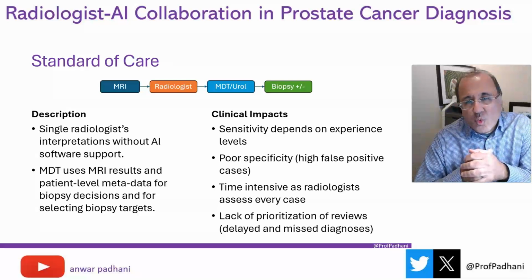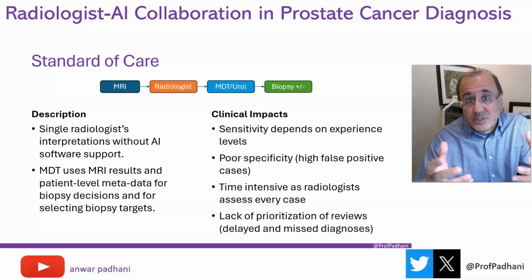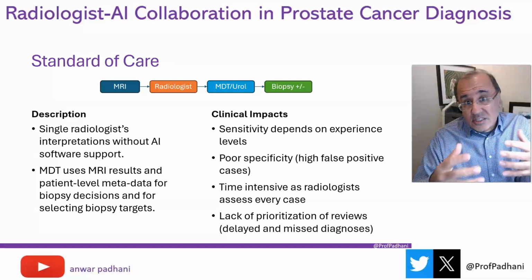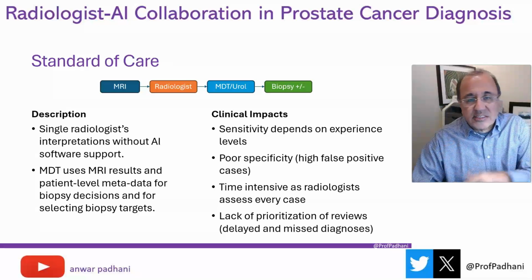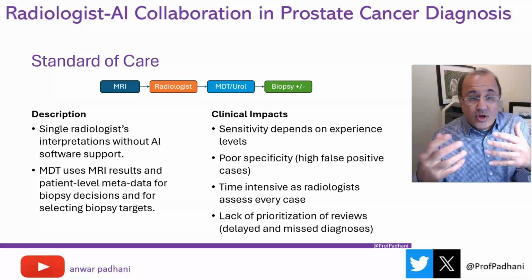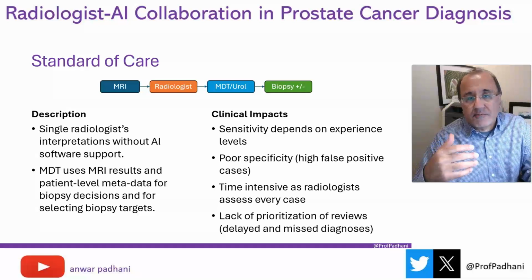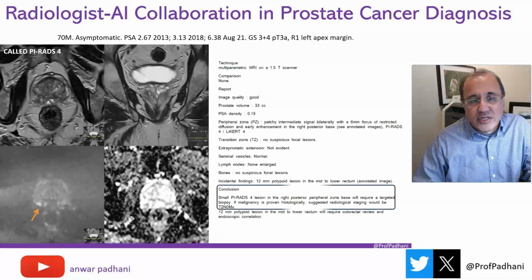Okay, so what are the limitations for doing it this way? Well, we know that sensitivity is very much dependent on expertise of the radiologist. The positive predictive value is not great. It's about 50% on average. This is a time-intensive way of reporting MRI scans because radiologists have to assess every case, and there's a lack of prioritization. In other words, we don't know which are the cases that require immediate attention from those cases that are negative that you could leave for later on.